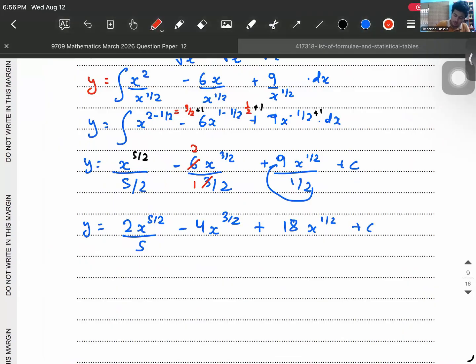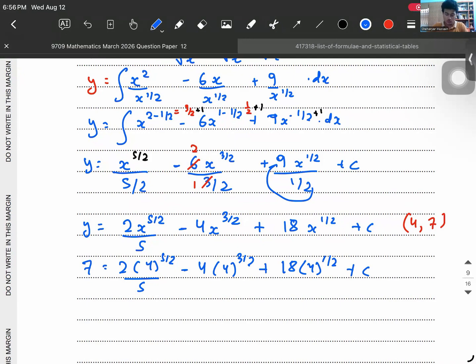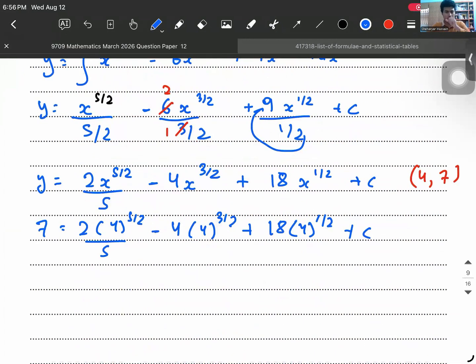Once we input the values of 4 comma 7, let's do that. So what do we get? 7 equals 2 times 4 to the power of 5 upon 2, upon 5, minus 4 times 4 to the power of 3 by 2 plus 18 into 4 to the power of half plus c. Okay, so while inputting everything, basically c will then just become 7 minus 2 times, and inputting this into the calculator, we get 32 over 5, right? Positive, since this is a positive.